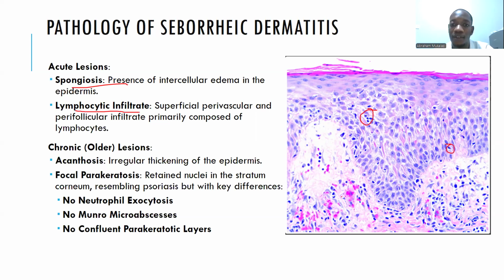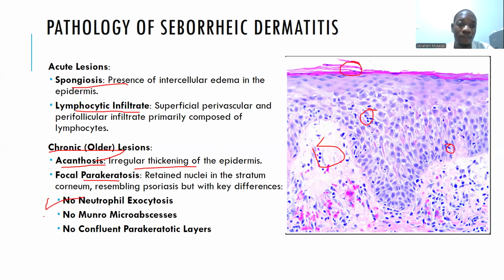As you can see there, those are lymphocytes. And then you have this spongiosis within the epidermis. So in chronic cases, you can have things like acanthosis that we usually see, also focal parakeratosis, as you can see here. This is parakeratosis, retained nuclei in the stratum corneum.